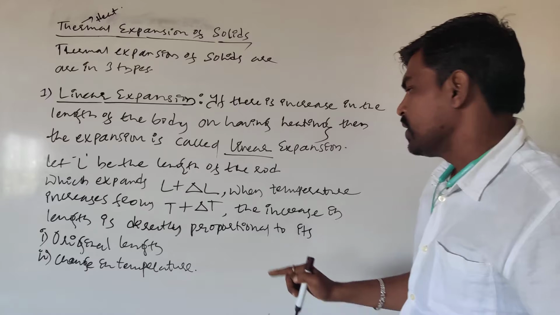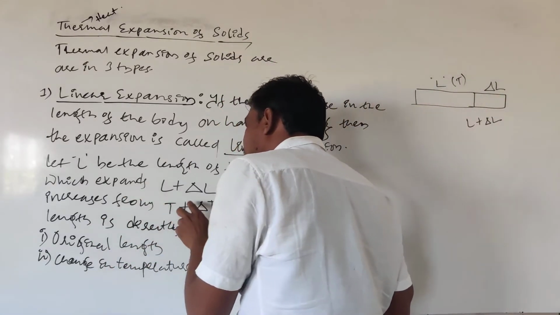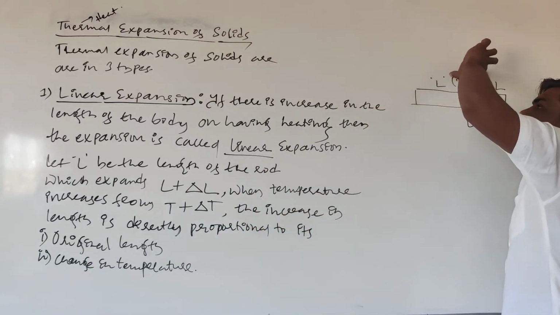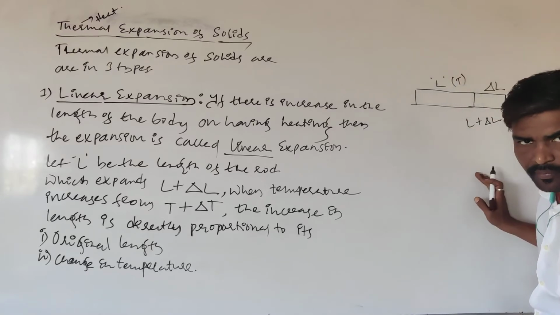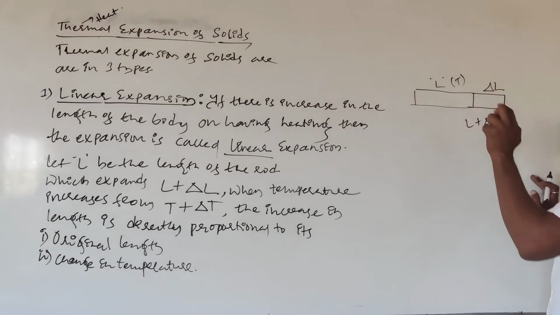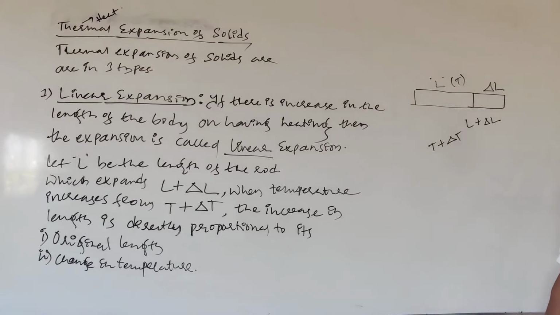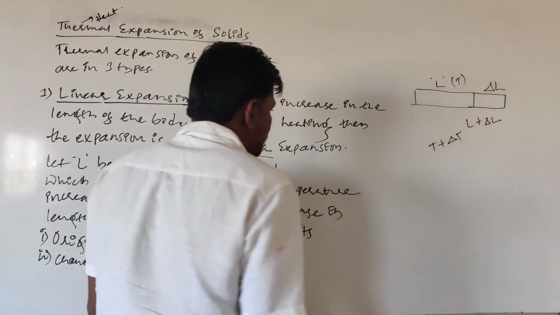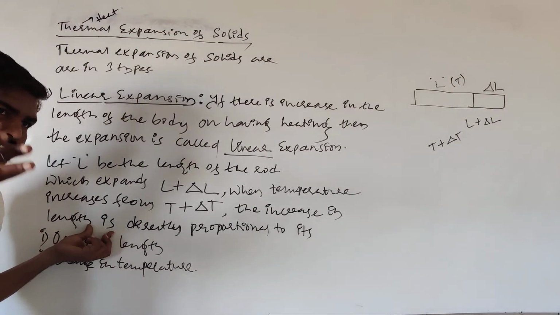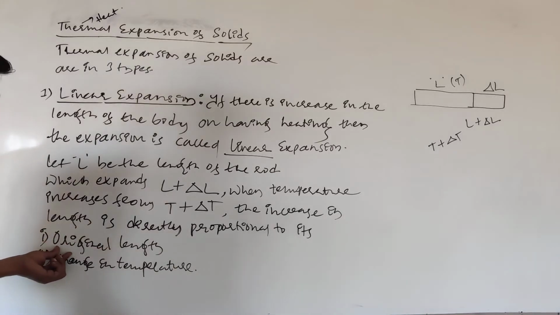So when temperature increases from T to T plus delta T, at the original length state it is having temperature T. After that, if we give heat, T becomes T plus delta T. So automatically, whatever the increase in length is there, that is directly proportional to.